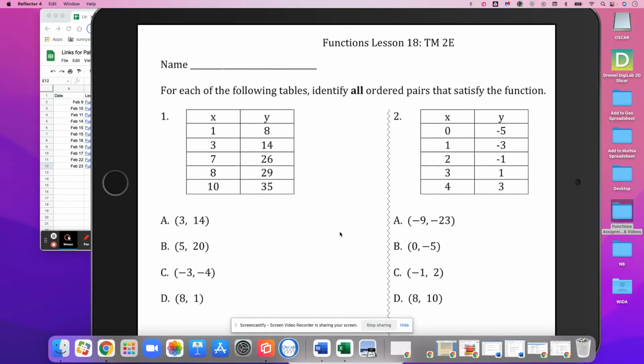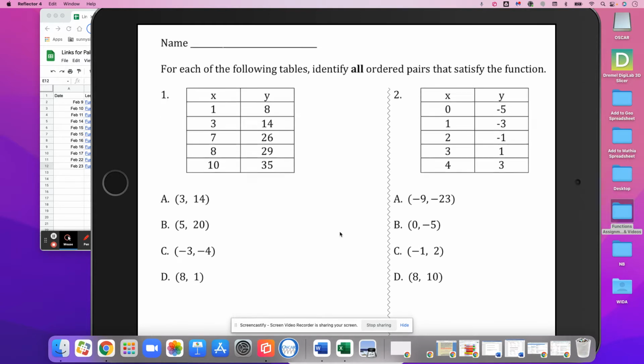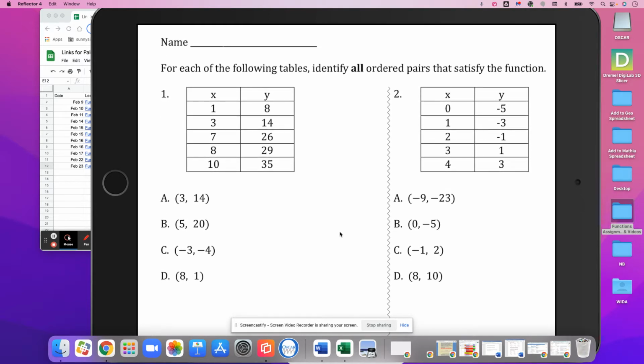And we are back with lesson 18. This time we are trying to see if an ordered pair satisfies a function, but we're given the function in the form of a table. So there's going to be a couple ways to do this. The first way is going to be really easy, and I'm going to show that way right now.